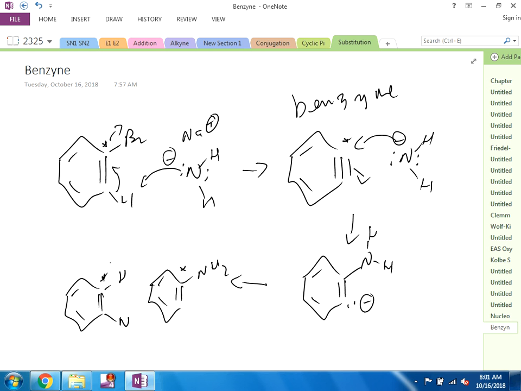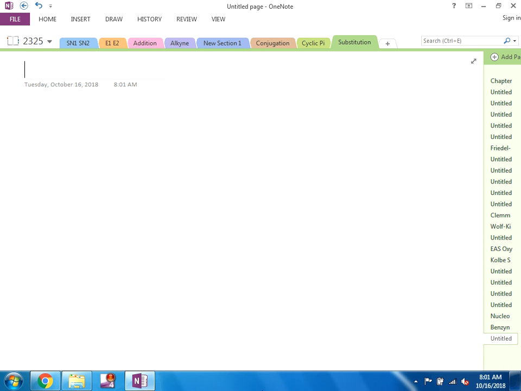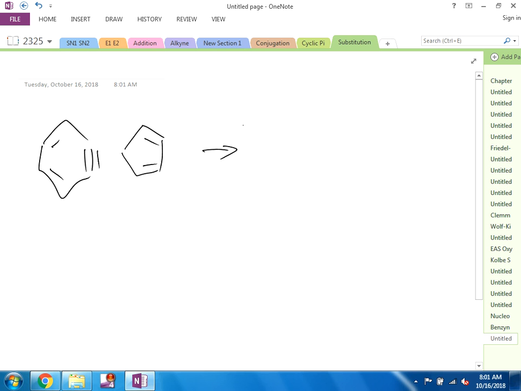But the other proof is, let me give you this as an extra credit question. Let's take benzyne and react it with this, and make what? What kind of reaction are we trying to do if there is triple bond character in there? We want to form a benzene ring again, because we want to make a stable aromatic molecule. But what kind of reaction are we trying to do here?